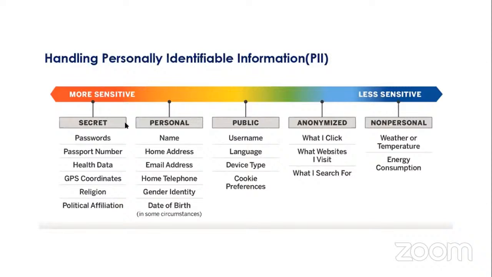And also the personal ones, you find there are things you can relate with. Talk about name, home address, email address, home telephone, and even gender identity and so on and so forth. So they are still personally identifiable information. The reason I've classified them that way is so that you know how to handle them, especially if you are the custodian of this particular data.